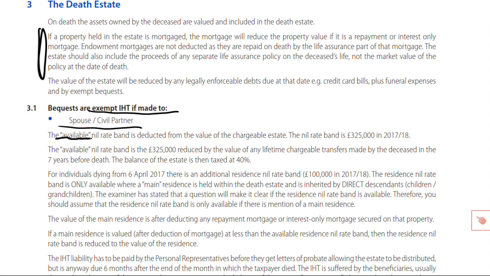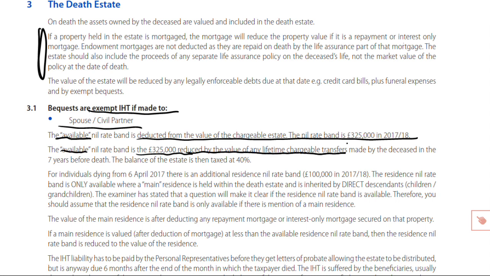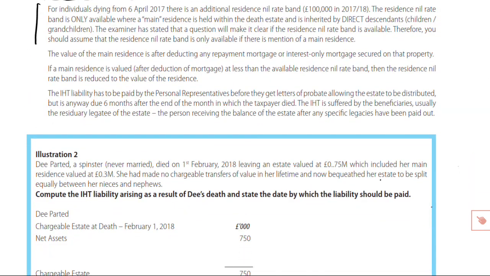Now, the available, in inverted commas there, nil rate band is deducted from the value of the chargeable estate. The nil rate band itself is 325,000, as we know, but what we mean by the available nil rate band, as we've just said, is that 325 reduced by the value of any lifetime chargeable transfers made by the deceased in that specific period 7 years before death. The balance of the estate is then taxed at 40%. It then starts to discuss there about this new residence nil rate band. More of that in a moment. Let's have a little look at illustration 2.